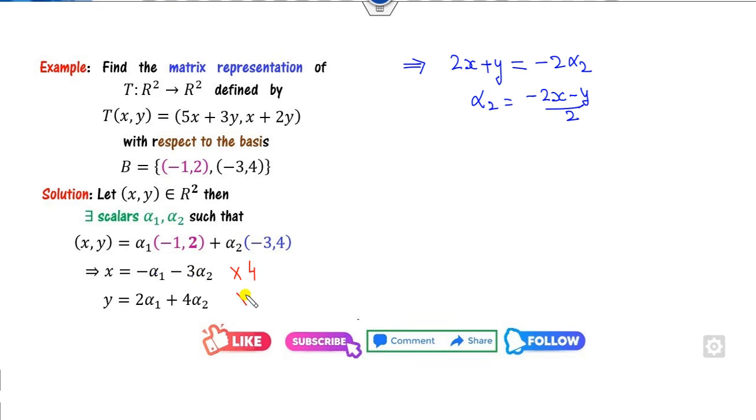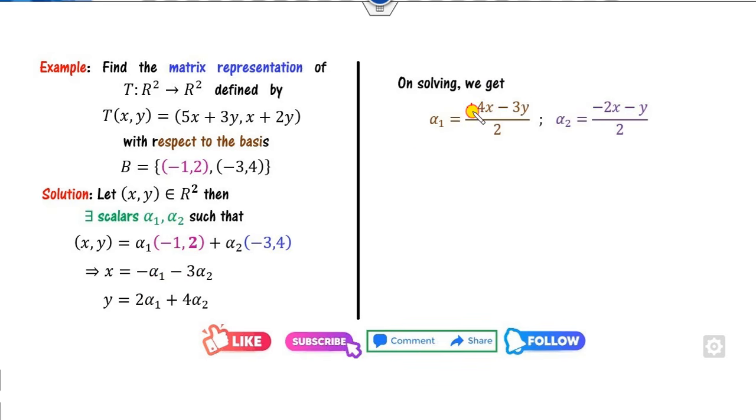I can multiply by 4, multiply by 3 and add them. So that means it's 4x plus 3y, minus 4 plus 6, that is 2 alpha 1. Alpha 1 will be 4x plus 3y over 2. Otherwise you can substitute the value of alpha 2 in either of the equations. Fine. It's minus 4, minus 4, plus 6, plus 2. So alpha 1 will be the positive sign.